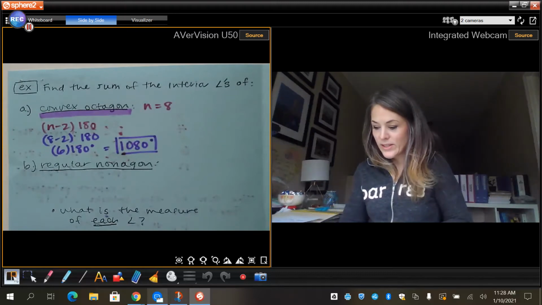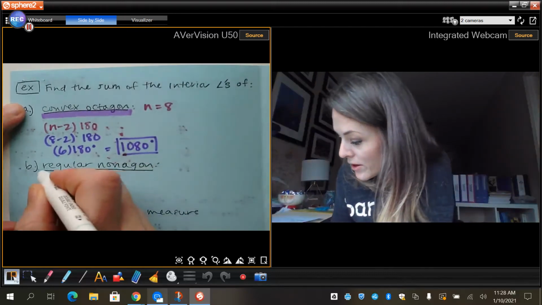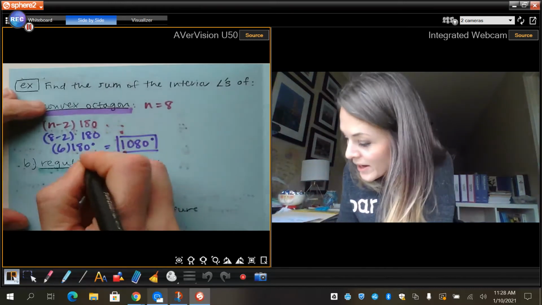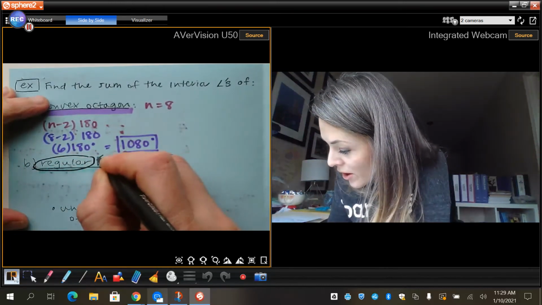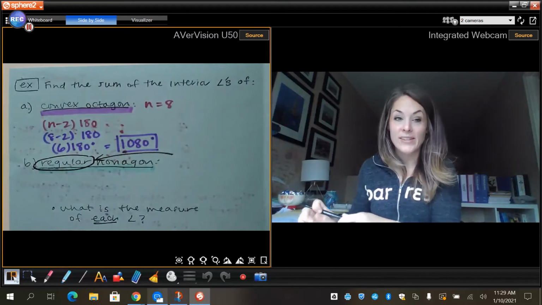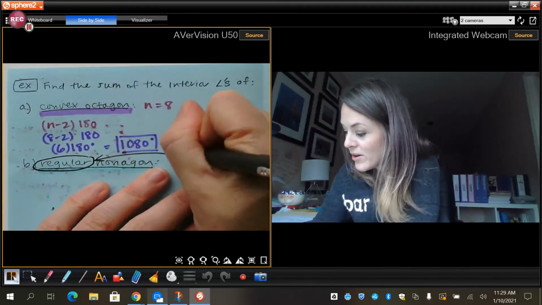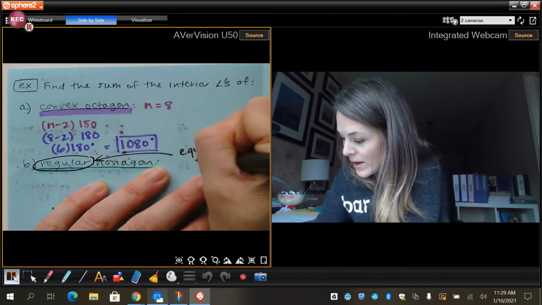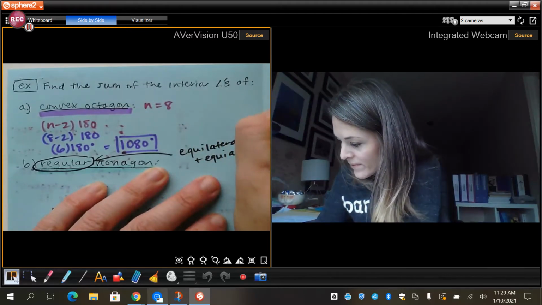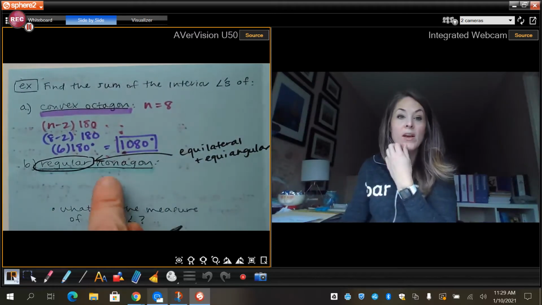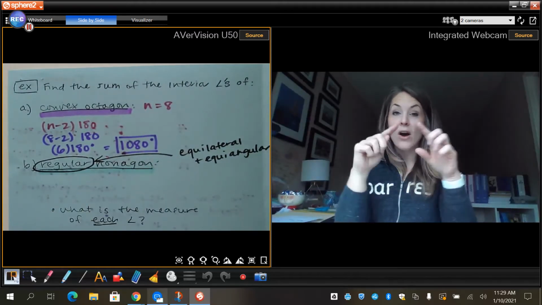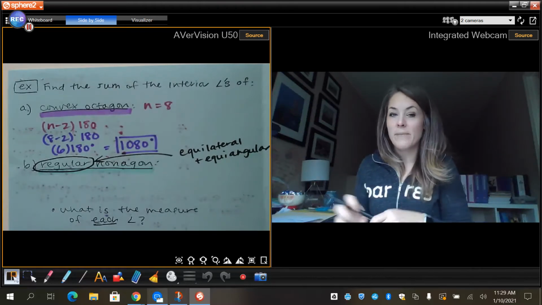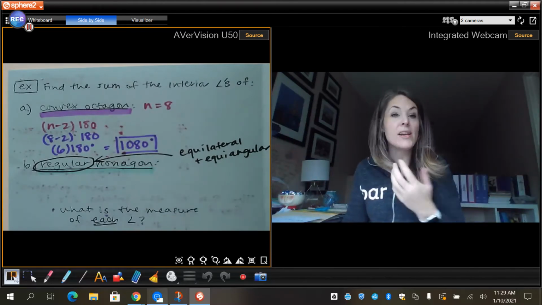Okay, let's do the second one here. Regular nonagon. Now here has the word regular in it. Okay, so regulars are always going to automatically be convex. Okay, but regular means it is also equilateral and equiangular. Okay, so that means when this nonagon is drawn, all 9 sides are exactly the same length, and all 9 angles are exactly the same. Okay, so let's figure out what all those angles add up to.